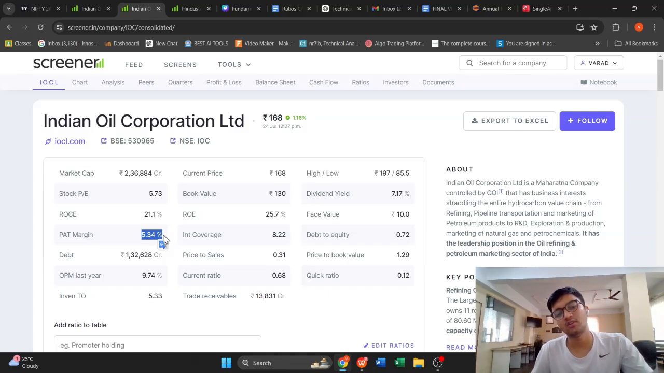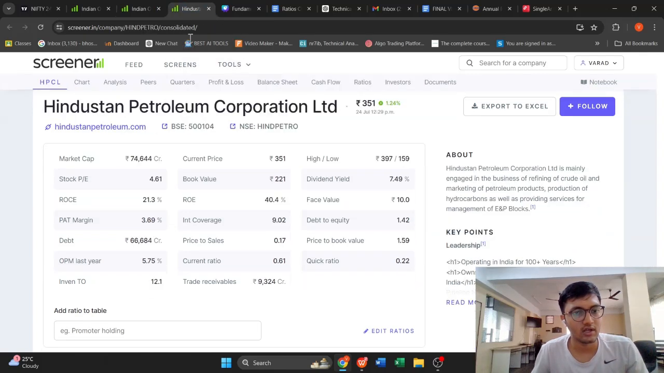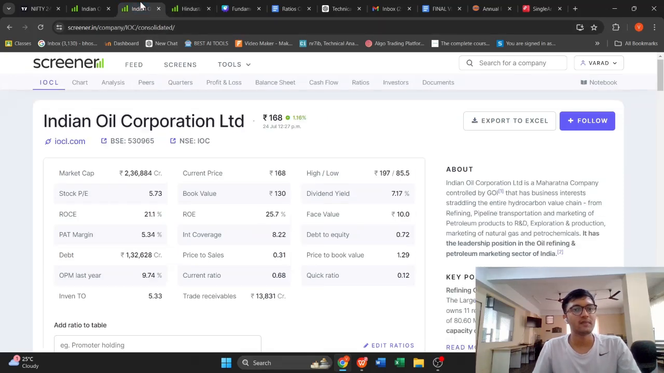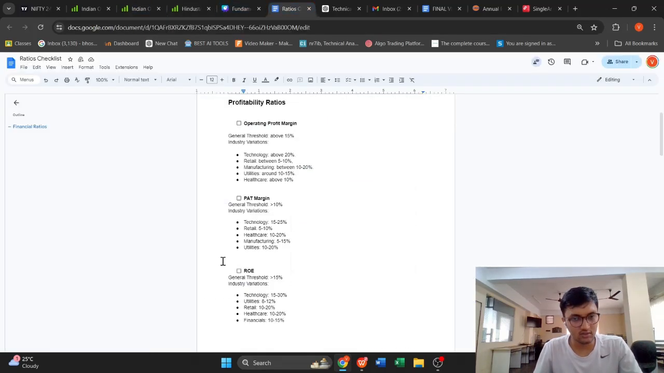So the profit after tax margin in case of IOCL is 5%, and in case of Hindustan Petroleum, again, you can see that IOCL is better in both the things compared to HPCL in terms of operating profit margin and PAT margin. Let's see what is next.